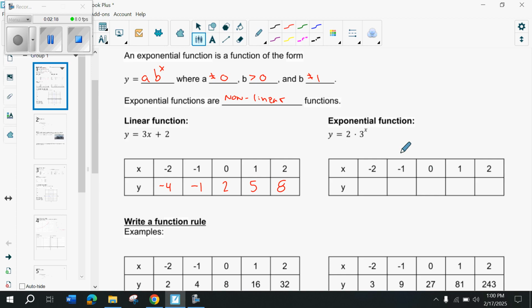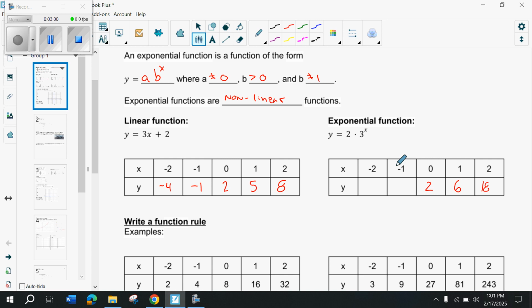Whereas with an exponential function, once again, notice that the x is in the exponent. I'm going to start off where x equals 0 and then work my way around. I'm going to use the same x values, negative 2, negative 1, 0, 1, 2, but substituting them into this function, y equals 2 times 3 to the power of x. If I substitute 0 in for x, anything to the 0 power is 1, so 2 times 1 is going to end up being 2. Now substituting 1 in for x, 3 to the power of 1 is 3, and 3 times 2 is 6. Substituting 2 in for x, 3 squared is 9, times 2 is 18.